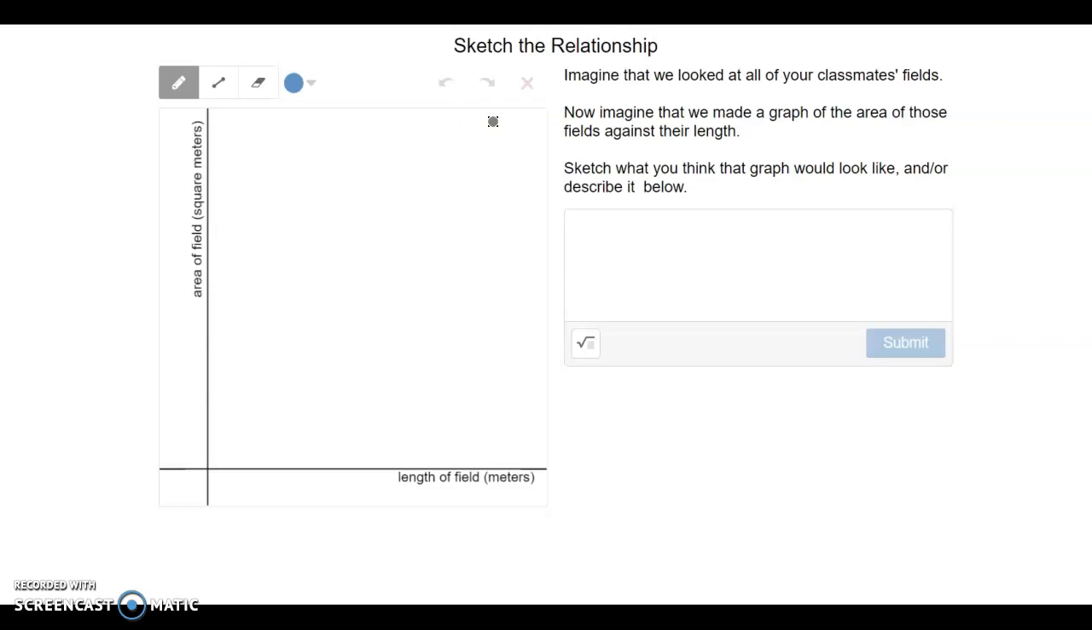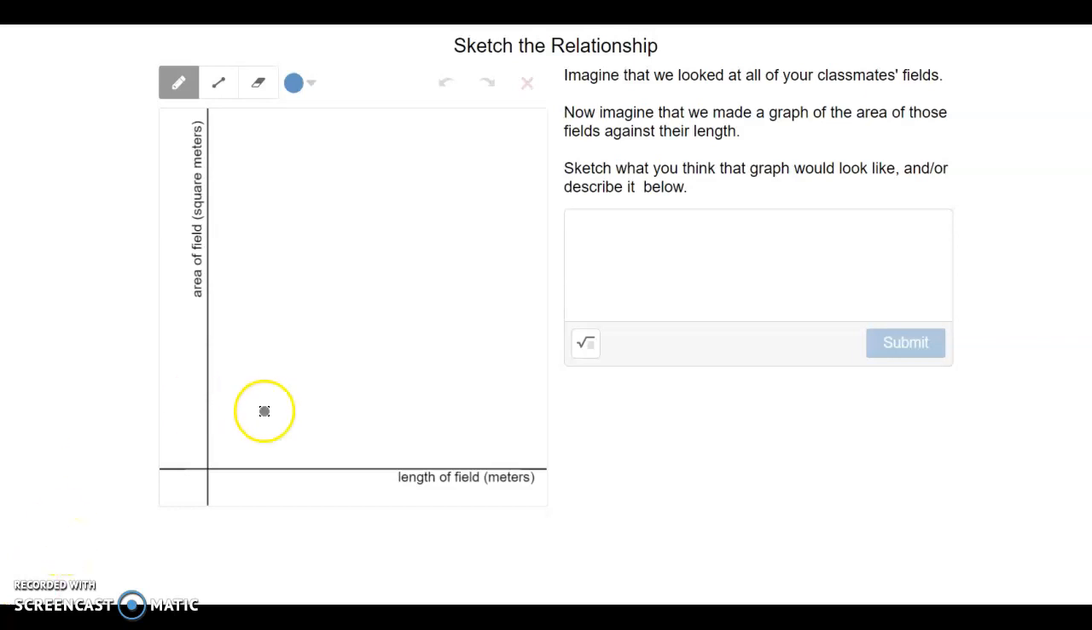Imagine that we're looking at your classmates' fields. So these are everybody's fields. Now imagine we've made a graph of those areas, fields, against their length. Sketch what you think the graph would look like and or describe it below. So I'm going to let you decide how you would like to draw this. I'll give you a moment.